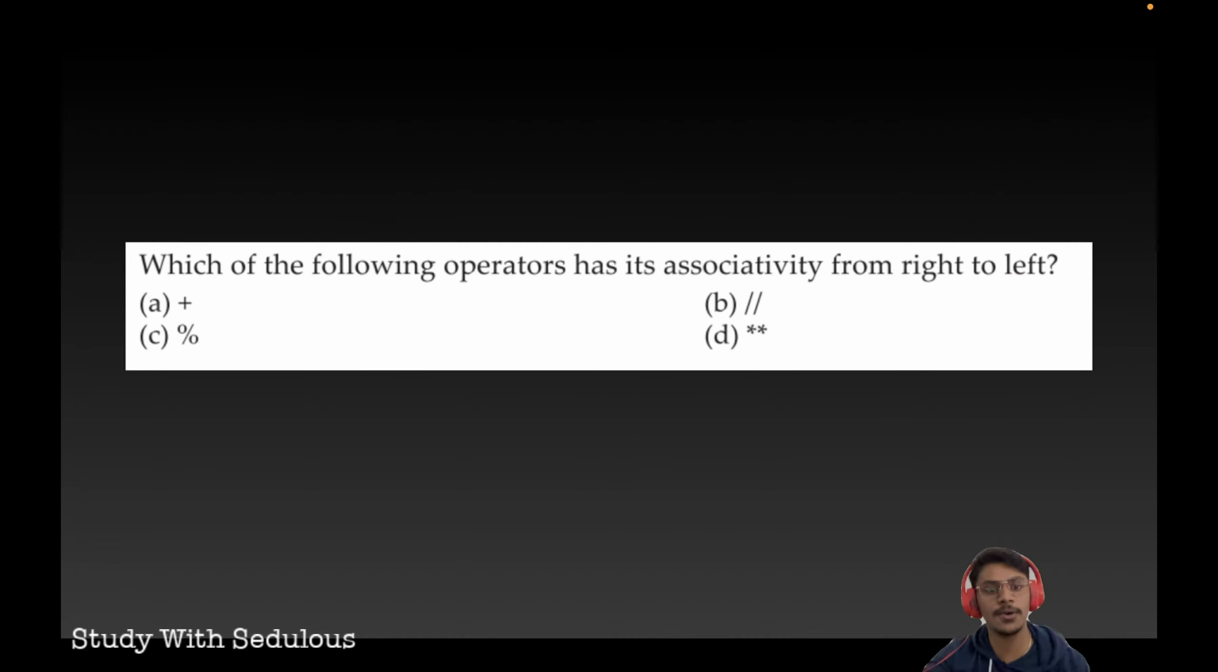Which of the following operators has its associativity from left to right? I just love this question. Do you know why? Because this is something that differentiates computer science from maths itself. This is where our BODMAS rule doesn't fully agree with computer science. Why? In maths, it's like 2 plus 3 into 5. What do we get? 2 plus 3 into 5. I'll just connect.